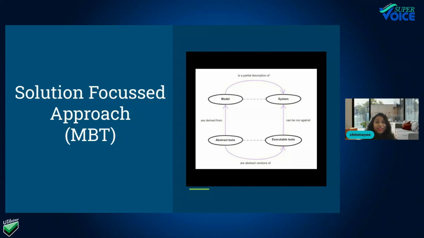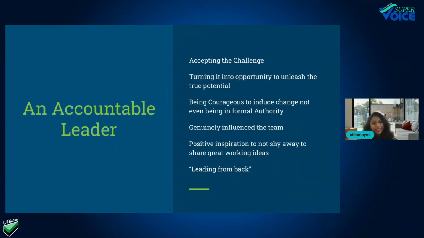For me, the approach that Emily followed makes me think that she is an accountable leader.